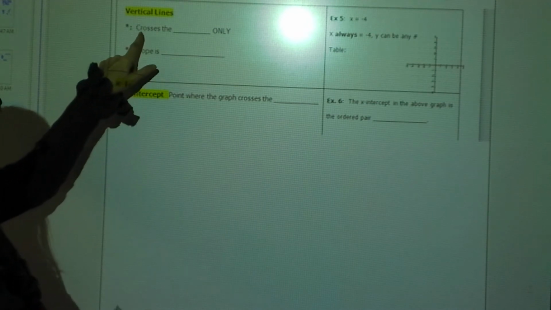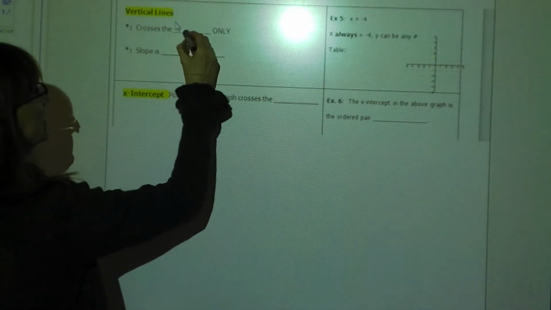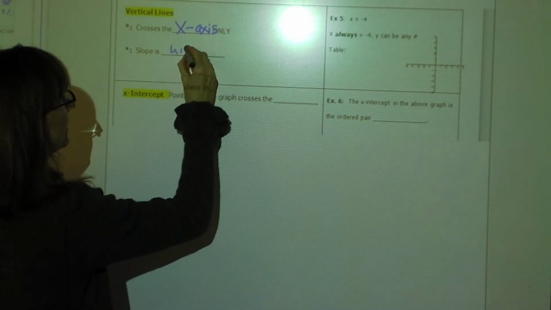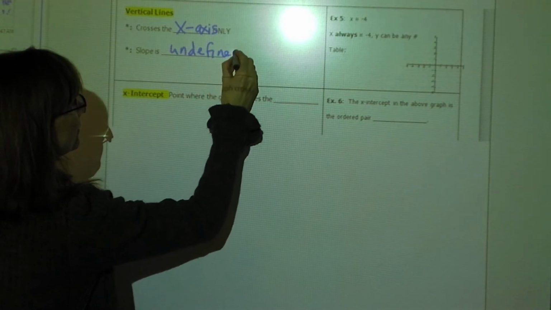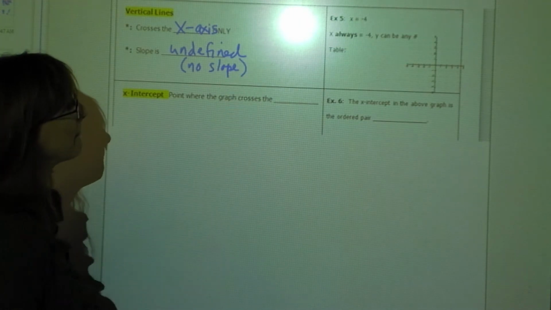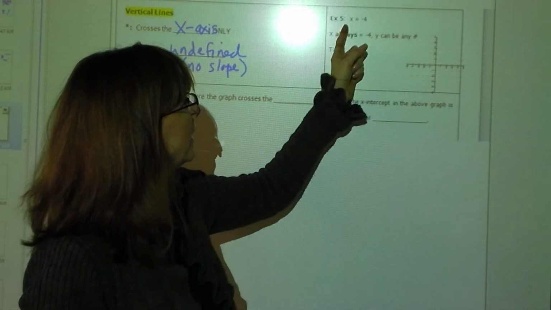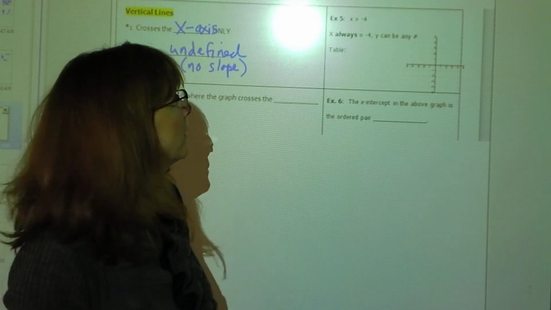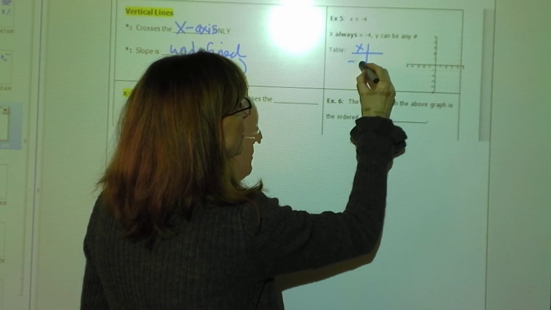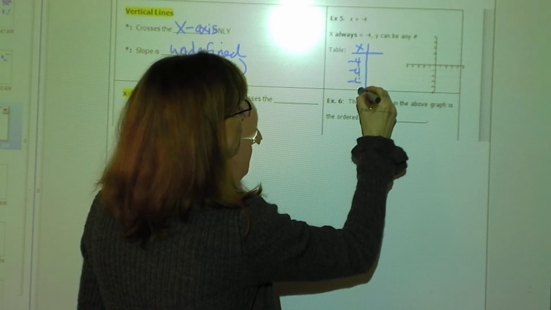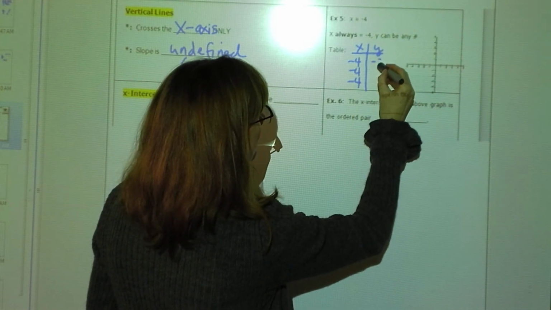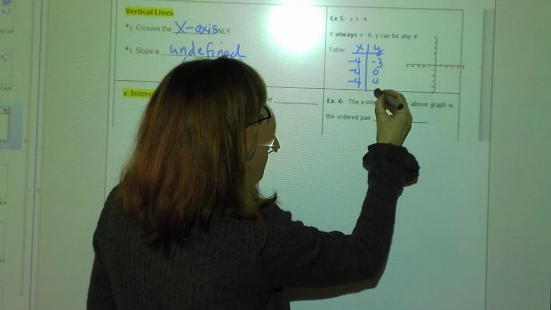Now, vertical lines are lines that cross the x-axis only. The slope is undefined, or you could also say there's no slope. Here we have an example of a vertical line, x equals -4. When you make up your table of values, you have to keep in mind that x is always going to be -4. Y can be whatever number you want it to be. Let's choose some positive, some negative. How about -3, 0, and +4.